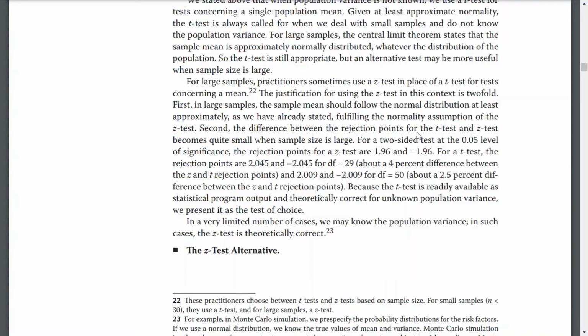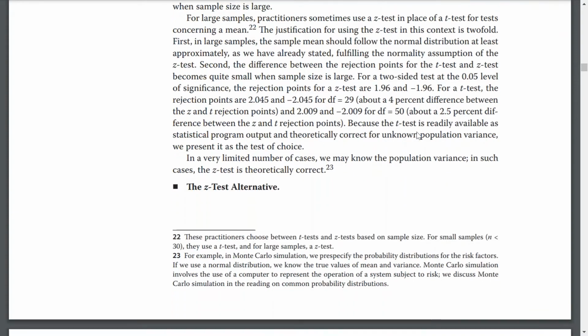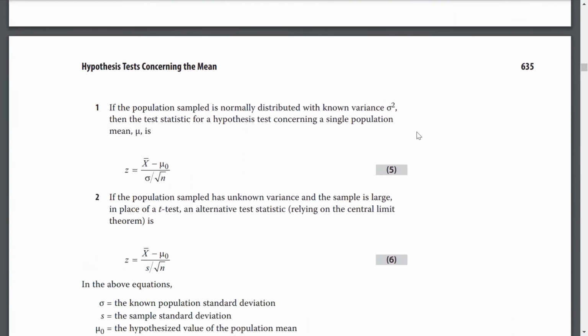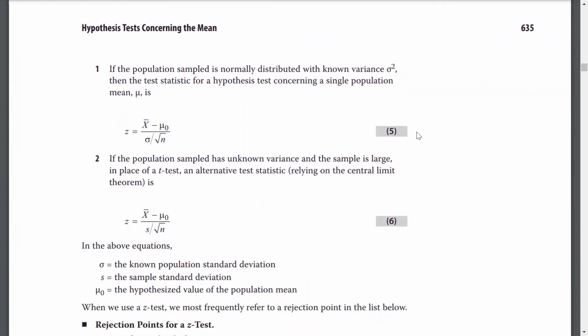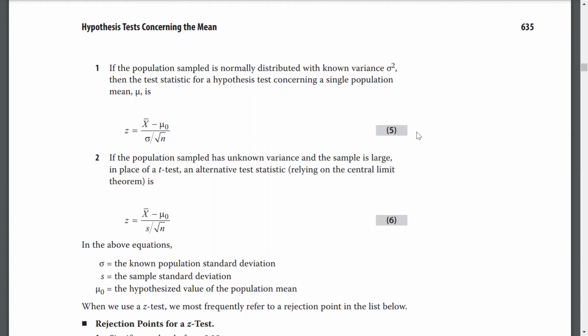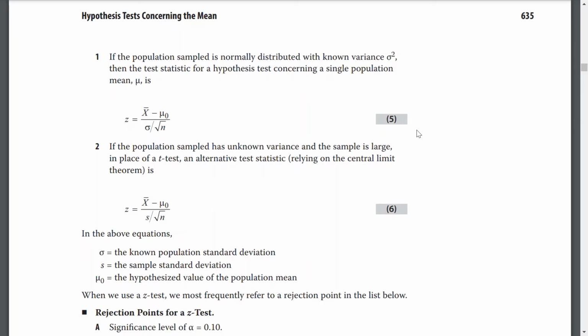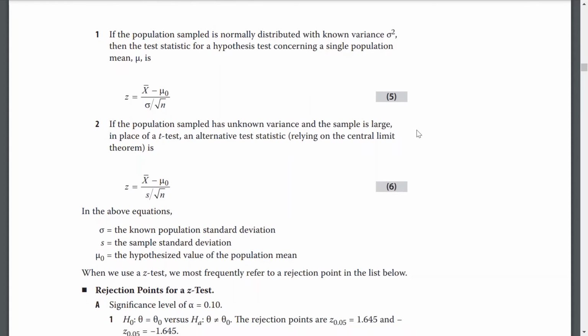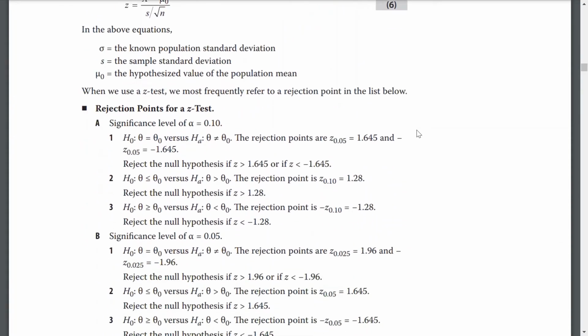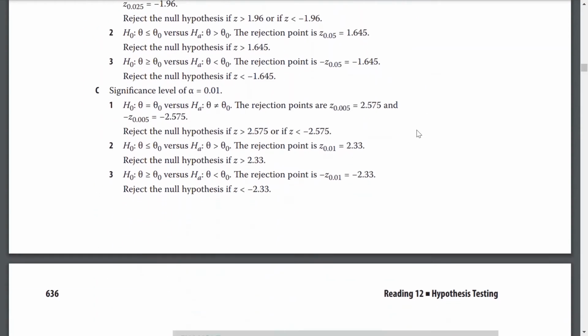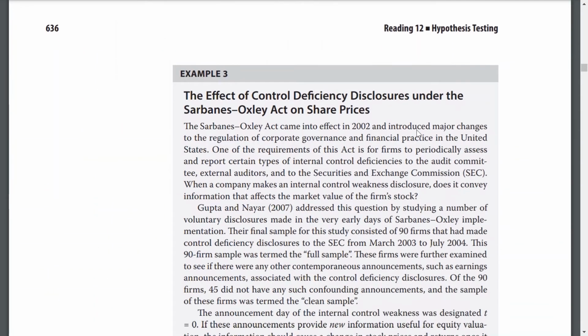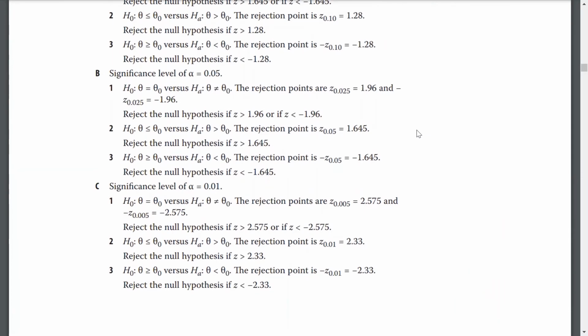Okay, the z-test alternative. If the population is normally distributed with a known variance of sigma squared, then the test statistic for a hypothesis test concerning a single population mean is as shown here. Rejection points for z-tests look like that. Example 3. Pause the video if you want to see that. If not, let's go on to example 3.